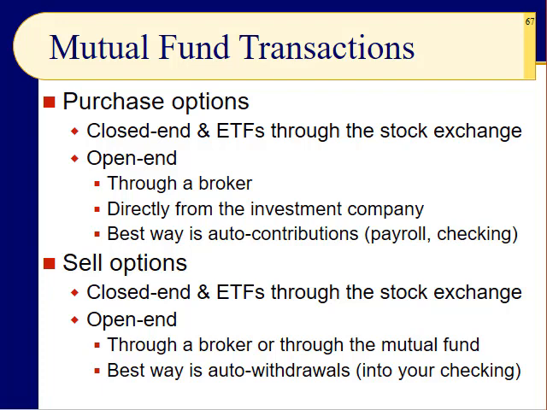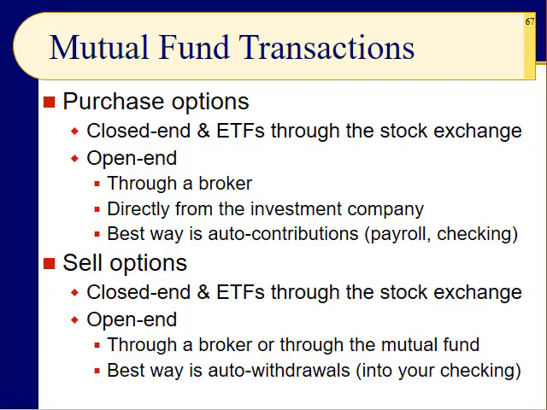Slide number 67. How do we buy our mutual funds? Well, as we said, if we buy a closed-end fund or an ETF, we buy it through the stock exchange, through our brokerage accounts. But the smart mutual funds like Vanguard, Fidelity, you can buy their ETFs through the stock exchange and pay no commissions because they have their own brokerage companies, which have the same name, but they're different companies. The open-end funds you buy through the broker directly from the investment company. And in my humble opinion, the best way is through automatic contributions. When you sell it, whether a closed-end fund or ETF through your brokerage firm, or an open-end fund through your broker or the mutual fund, again, the best way, in my humble opinion, is automatic withdrawals.